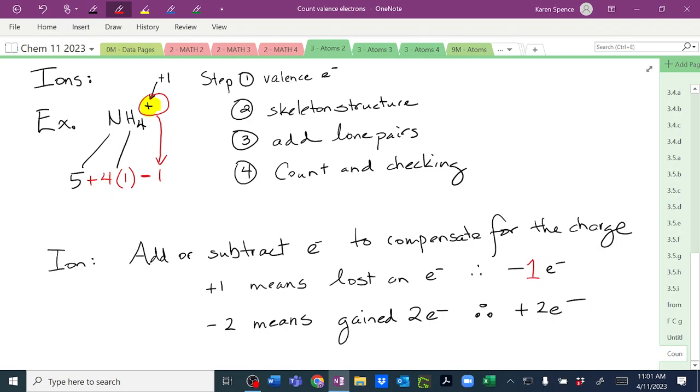There aren't any +2 ions, so we will never be taking away 2 electrons. Okay, so we have 5 electrons from nitrogen, 4 electrons from the hydrogens, and then we take away 1 for the charge. And so we now have 5 plus 4 minus 1 is 8 valence electrons.